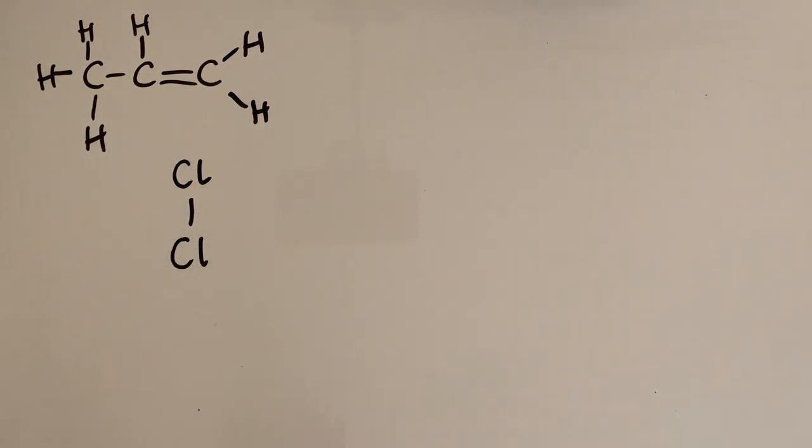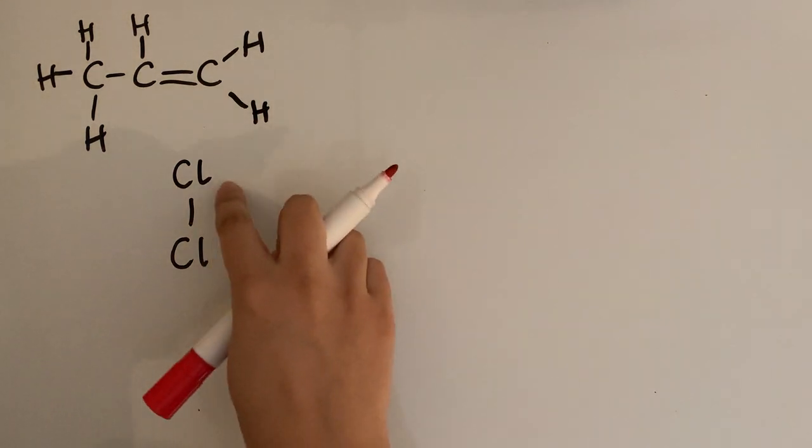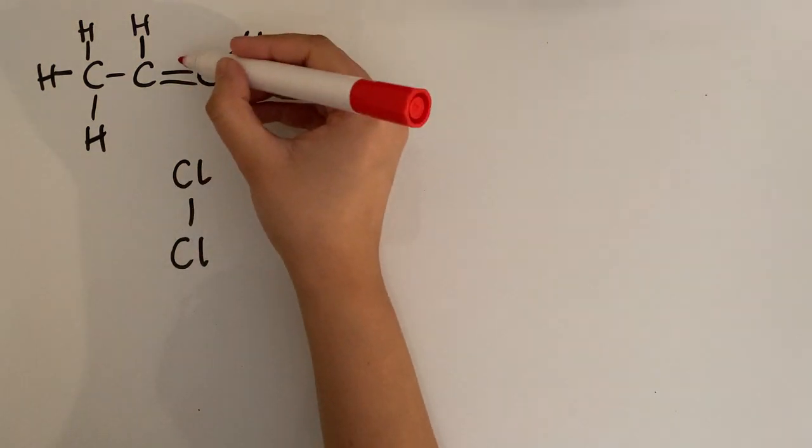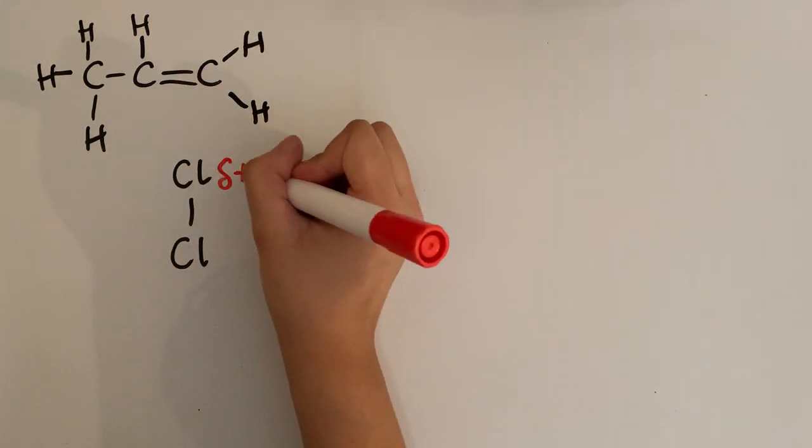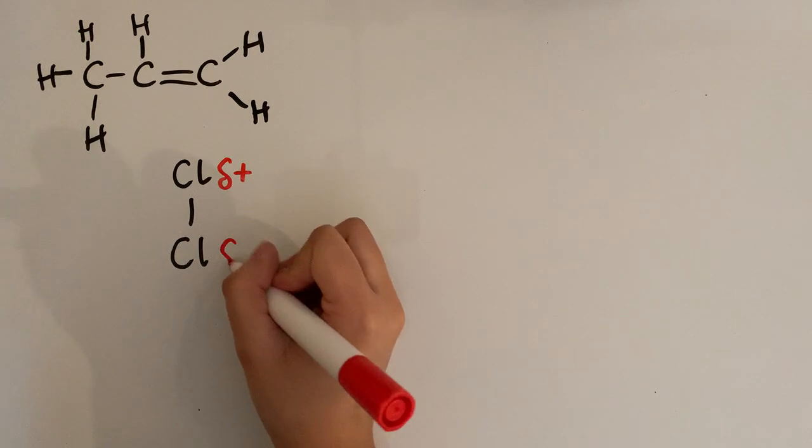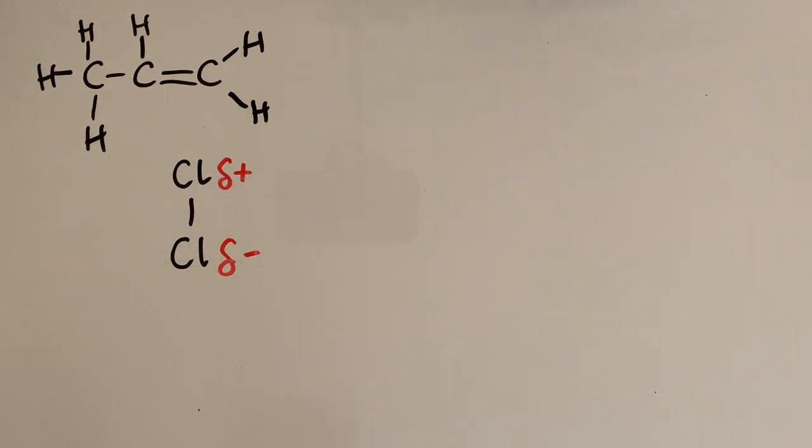Whenever you start doing the mechanism, draw out the molecules. And then the first thing that you need to do is draw the dipole. So the question will say, you know, draw any relevant dipoles and lone pairs. Over here, the chlorine that's closest to the double bond is going to be our delta positive, and the chlorine furthest away is going to be our delta negative.